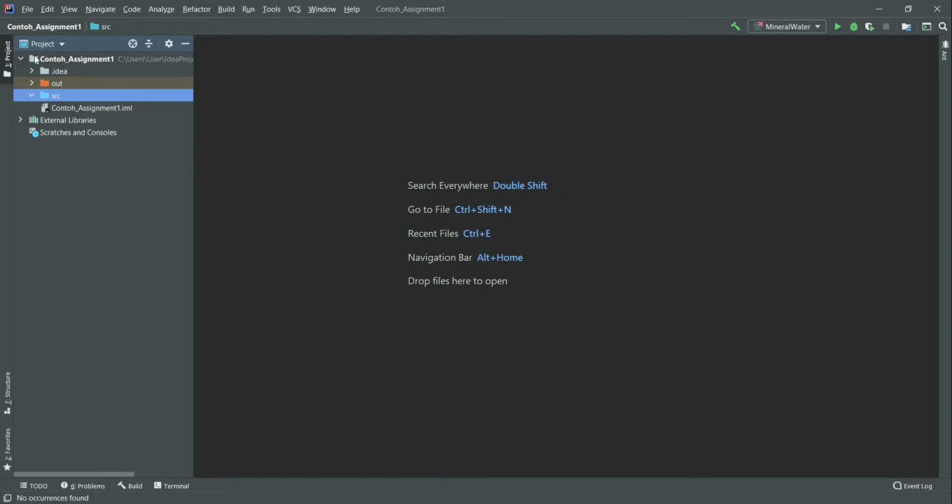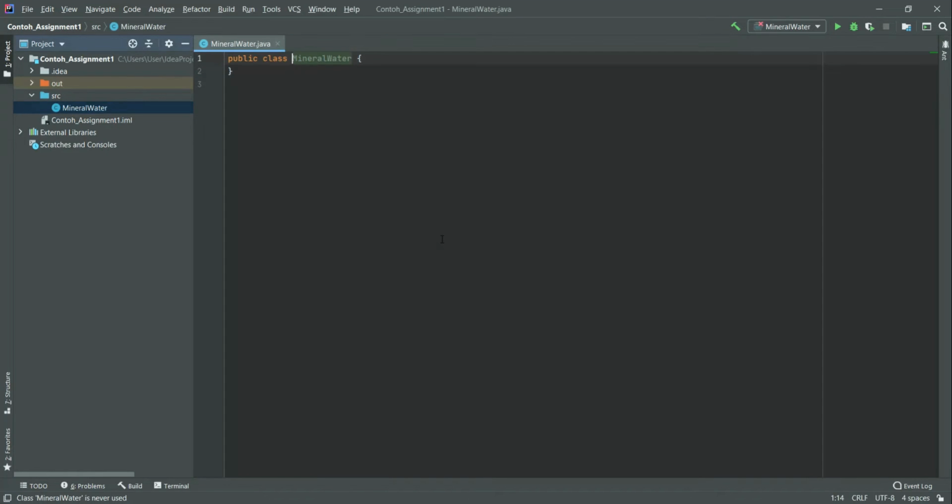All the amount and bottles must be input from the keyboard. First step, I will create the Java class. According to the instruction, the main method must be named MineralWater. So here I will put MineralWater public static void.